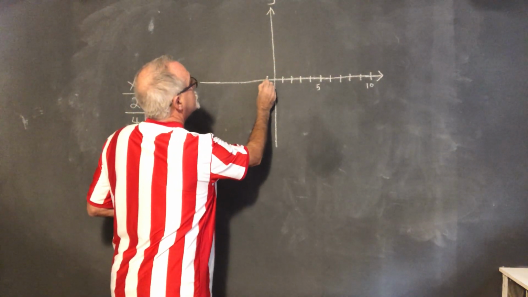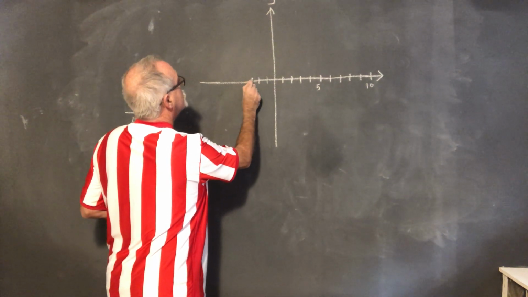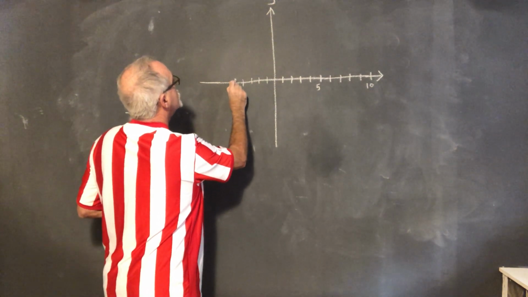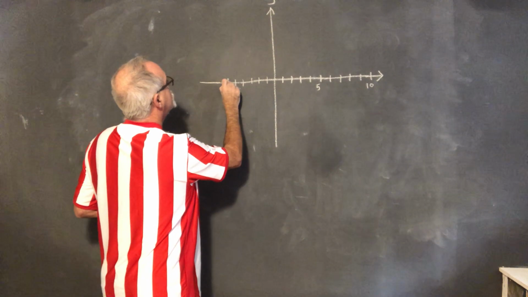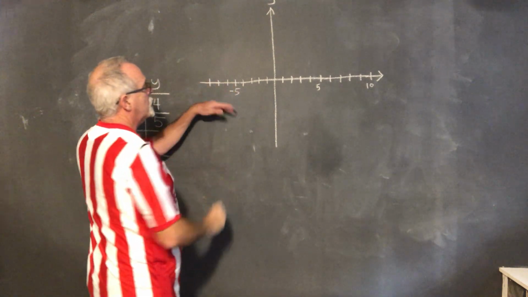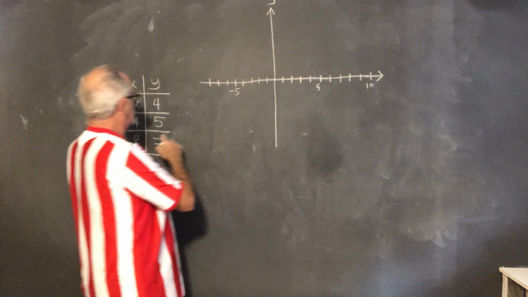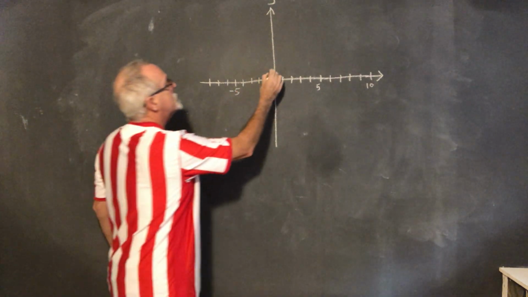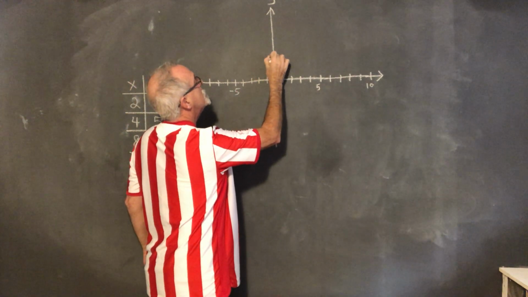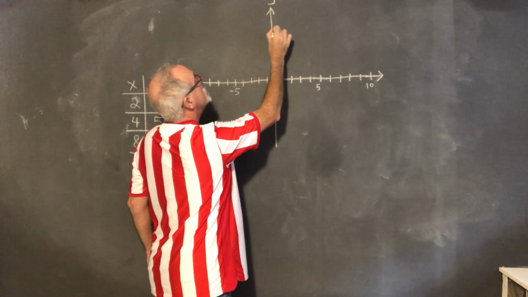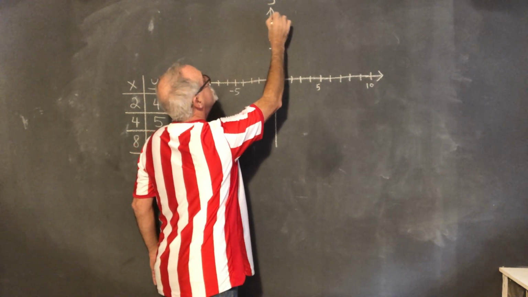The other side, I just have to scale it the same way. -1, -2, -3, -4, -5, and I'll show that -5. And I'll just go to -8 and I'll stop. And now, the y-axis, I need that 7 to fit. So, 1, 2, 3, 4, 5, 6. I managed to make 7 fit.